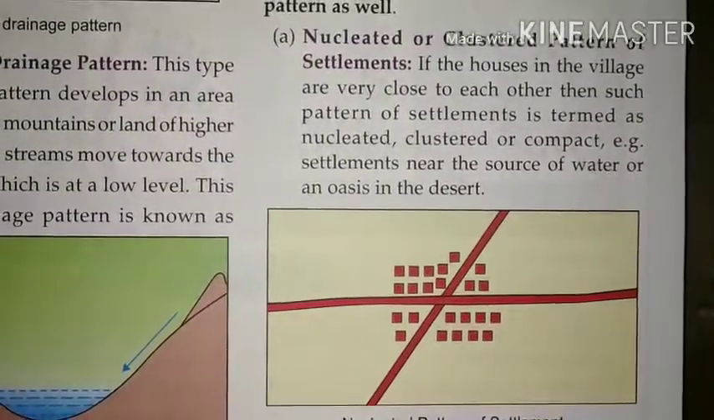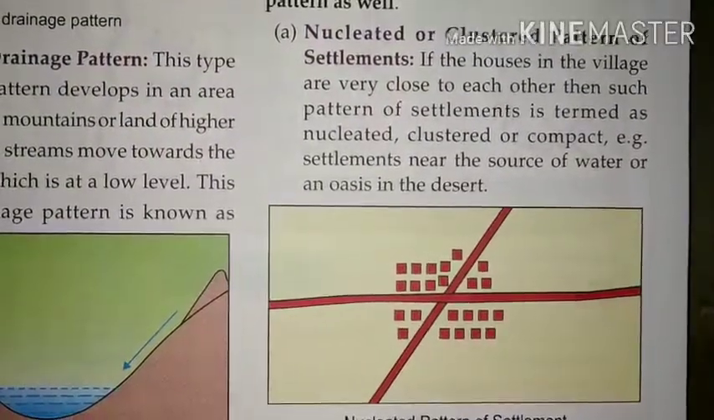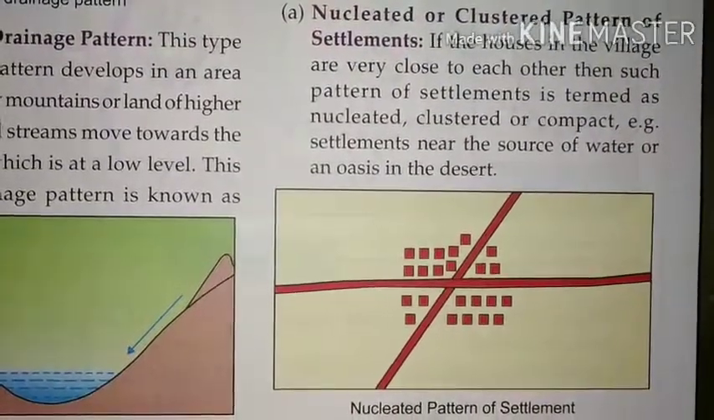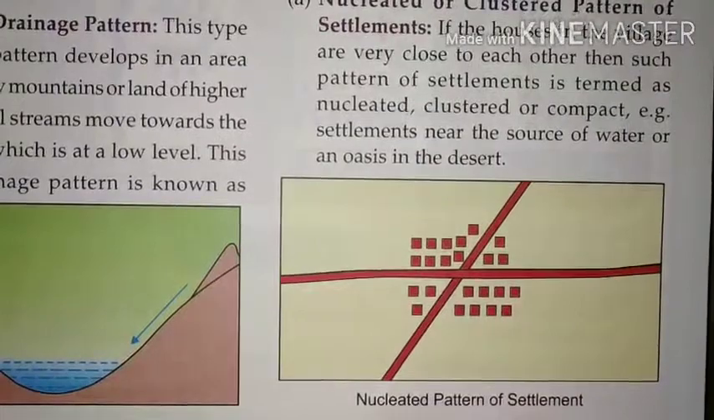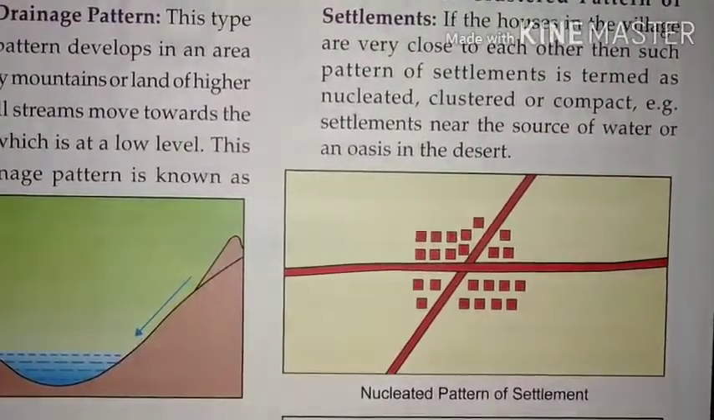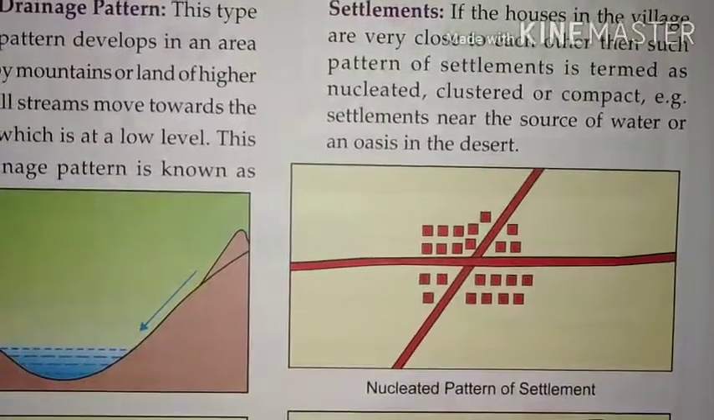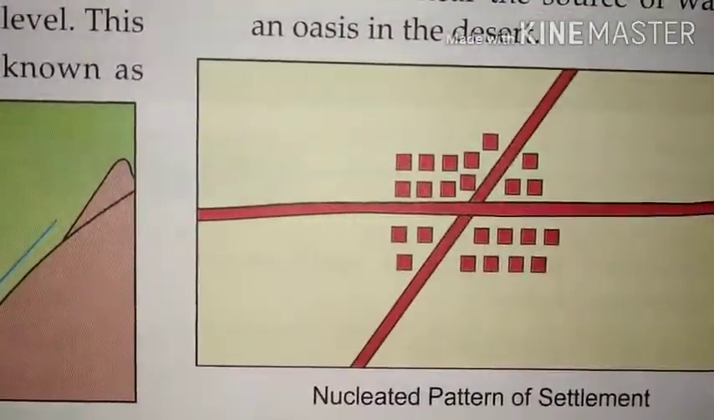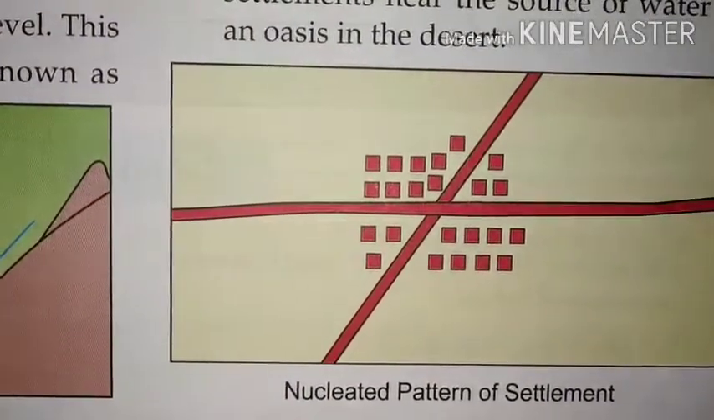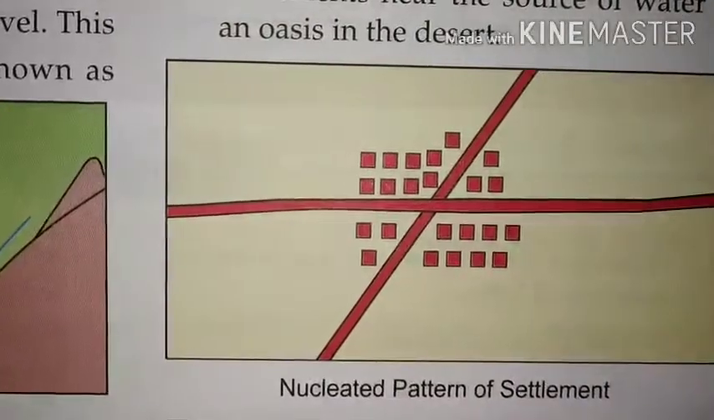Nucleated or clustered pattern of settlements. If the houses in the village are very close to each other, then such pattern of settlement is termed as nucleated, clustered or compact. Example, settlements near the source of water or an oasis in the desert. In the figure you can see the houses which are constructed there. This is how the houses are shown on a topo sheet. Red squares will be there, boxes.